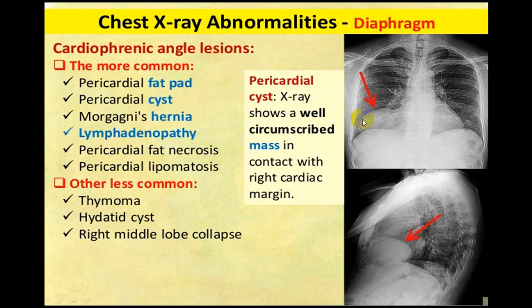You can see there is something here, and in a lateral view you can identify this, that there is a big tumor here, a big mass, and it is close to the pericardium. So this is a pericardial mass, and this is called a pericardial cyst.